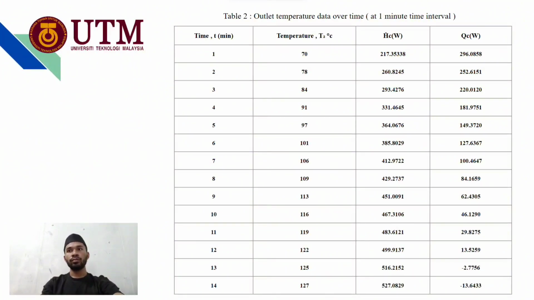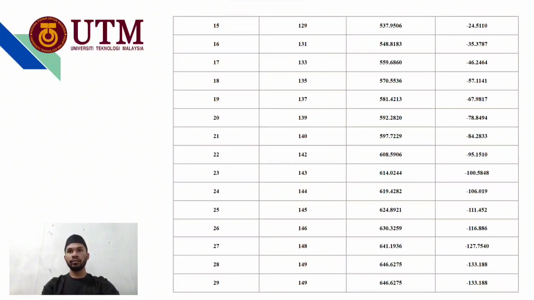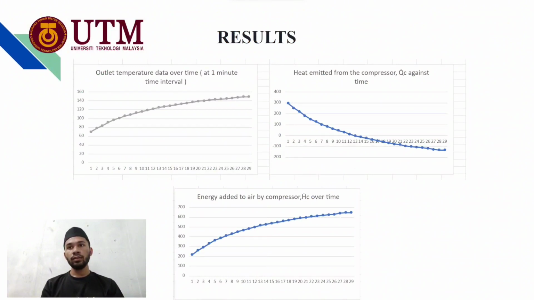Next is Table 2, which is a table for time, outlet temperature, the energy added to air by compressor, and heat emitted from the compressor. We get the outlet temperature after we run the experiment from 0 to 29 minutes. We get the value for energy added to air by compressor and heat emitted from the compressor using the formula provided. Okay, from the calculation of the Hc and Qc using the formula provided, we plot the graph for energy added to air by compressor, which is Hc against time.